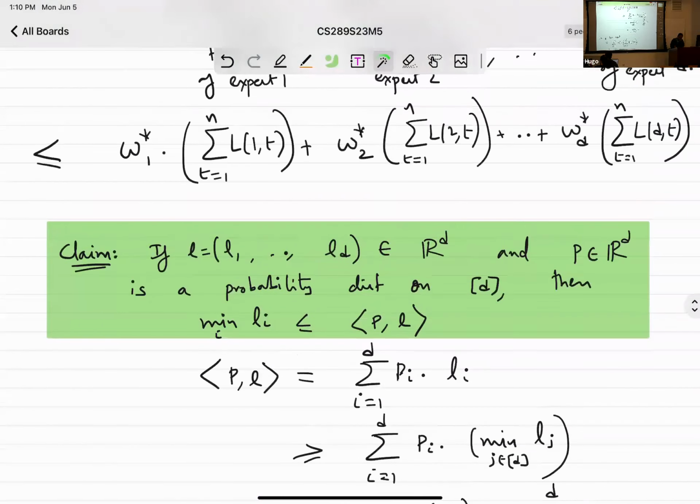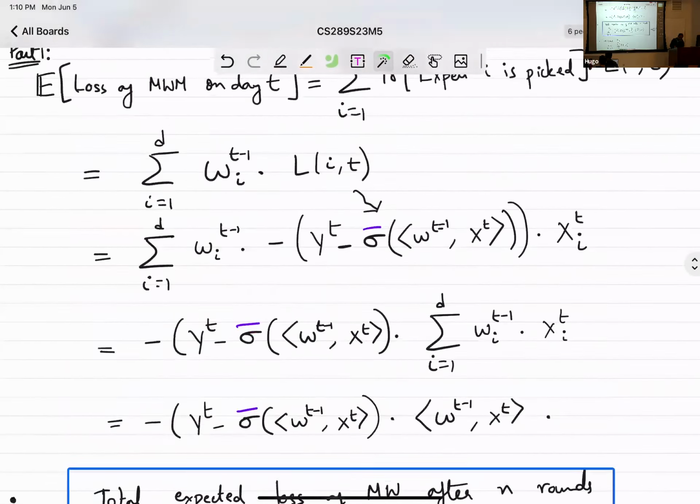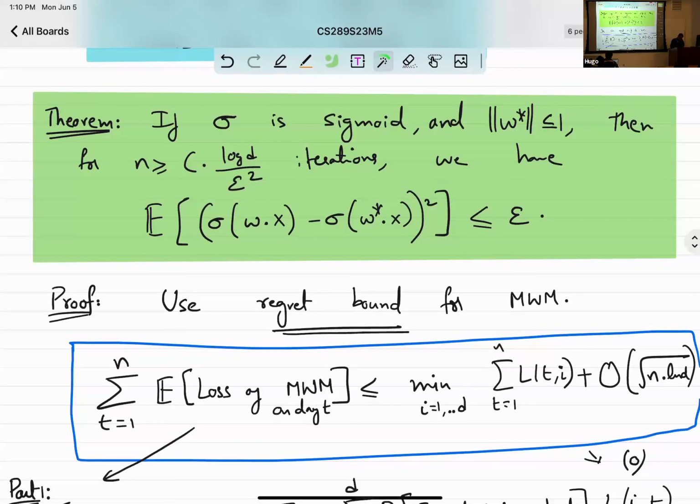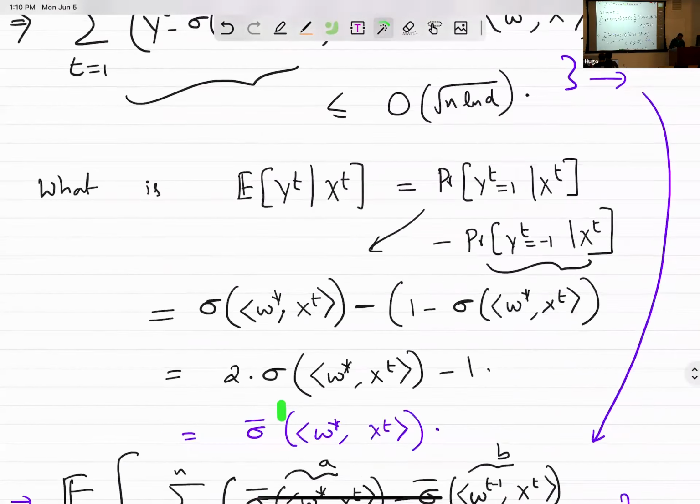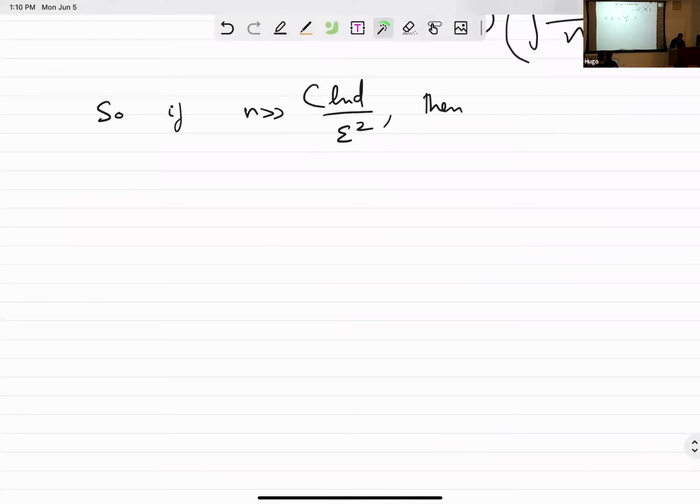We said the Sparsitron gets this guarantee that the total error is at most epsilon when n is sufficient. Okay. Any questions about this? Right. Okay, so let me say a couple of words about the algorithm.